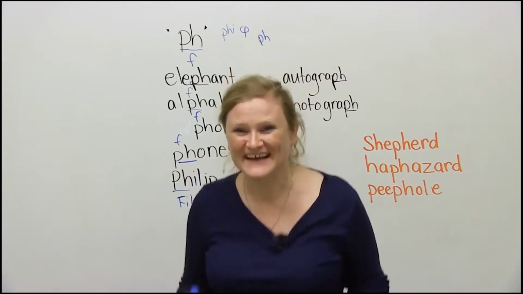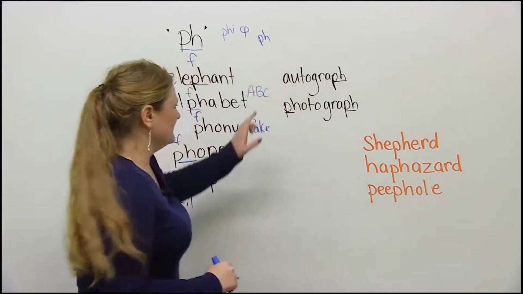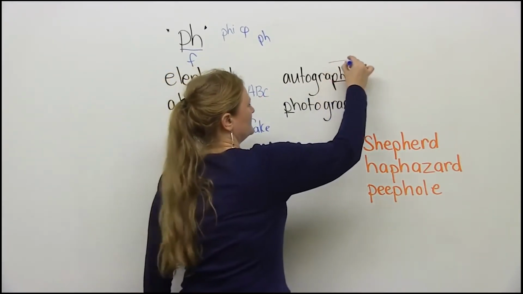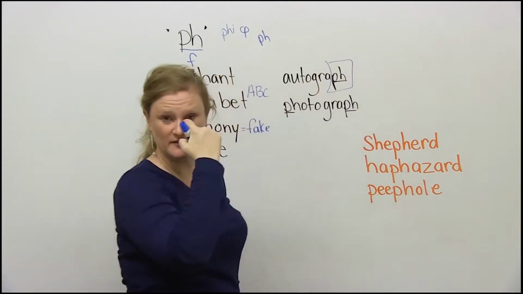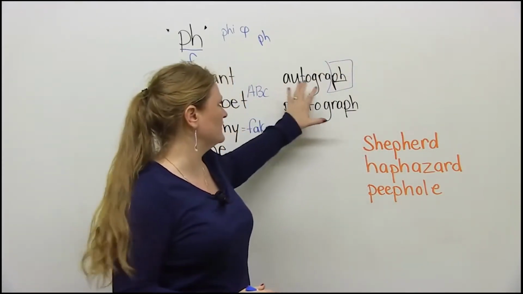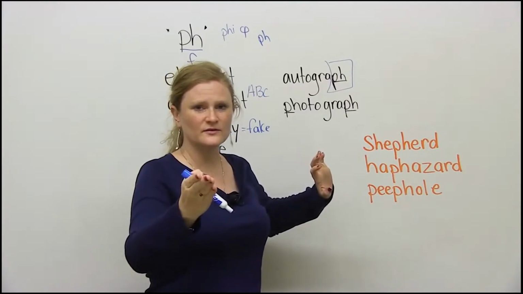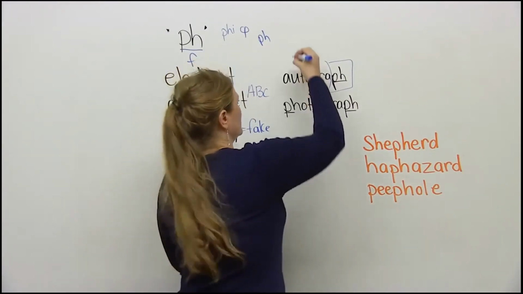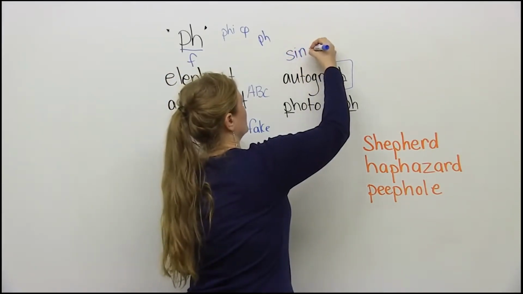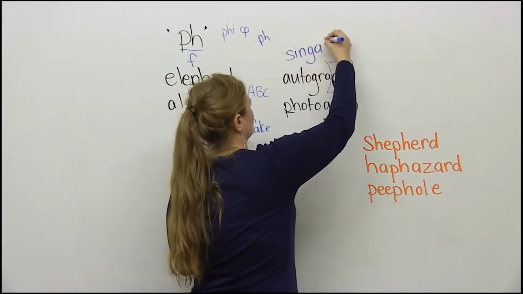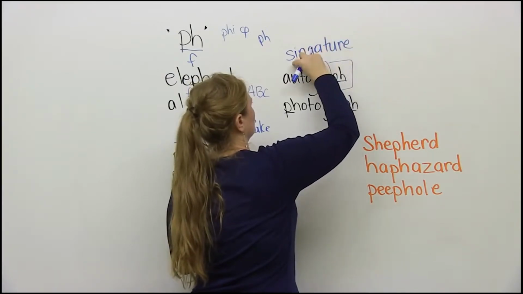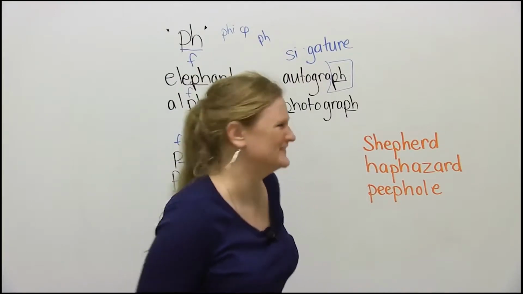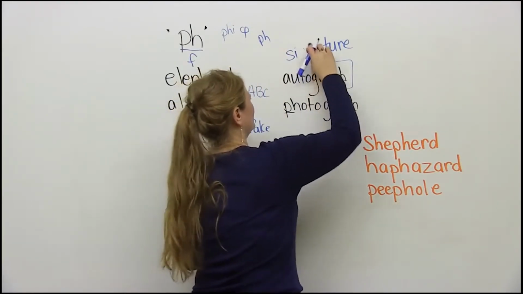Yeah, no. Good. Next one we have is autograph. So sometimes the PH is at the end of the word. Again, it's an F. So we say autograph. Do you know what an autograph is? A lot of people mix the word autograph and signature up. I can't even spell the word now, let alone teach you how to do it.